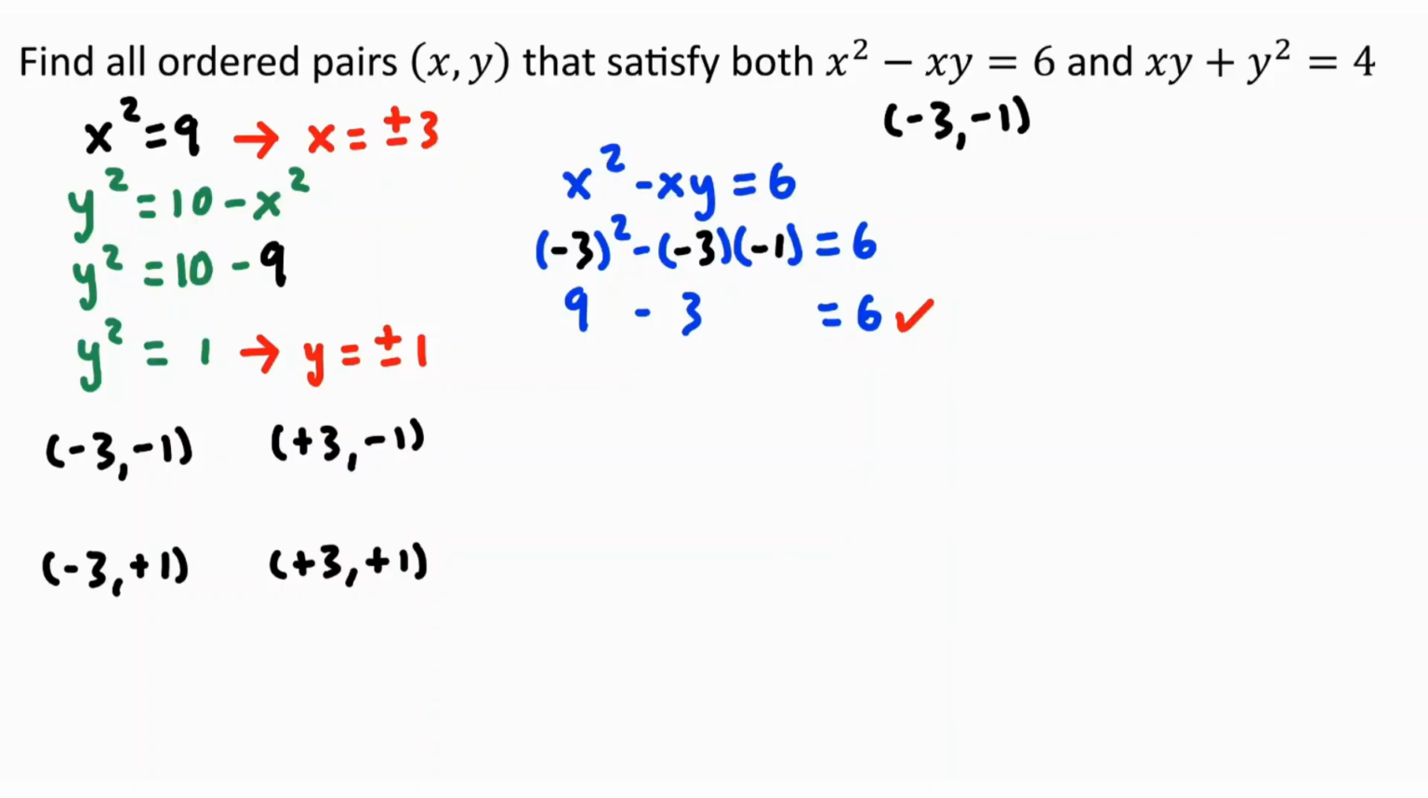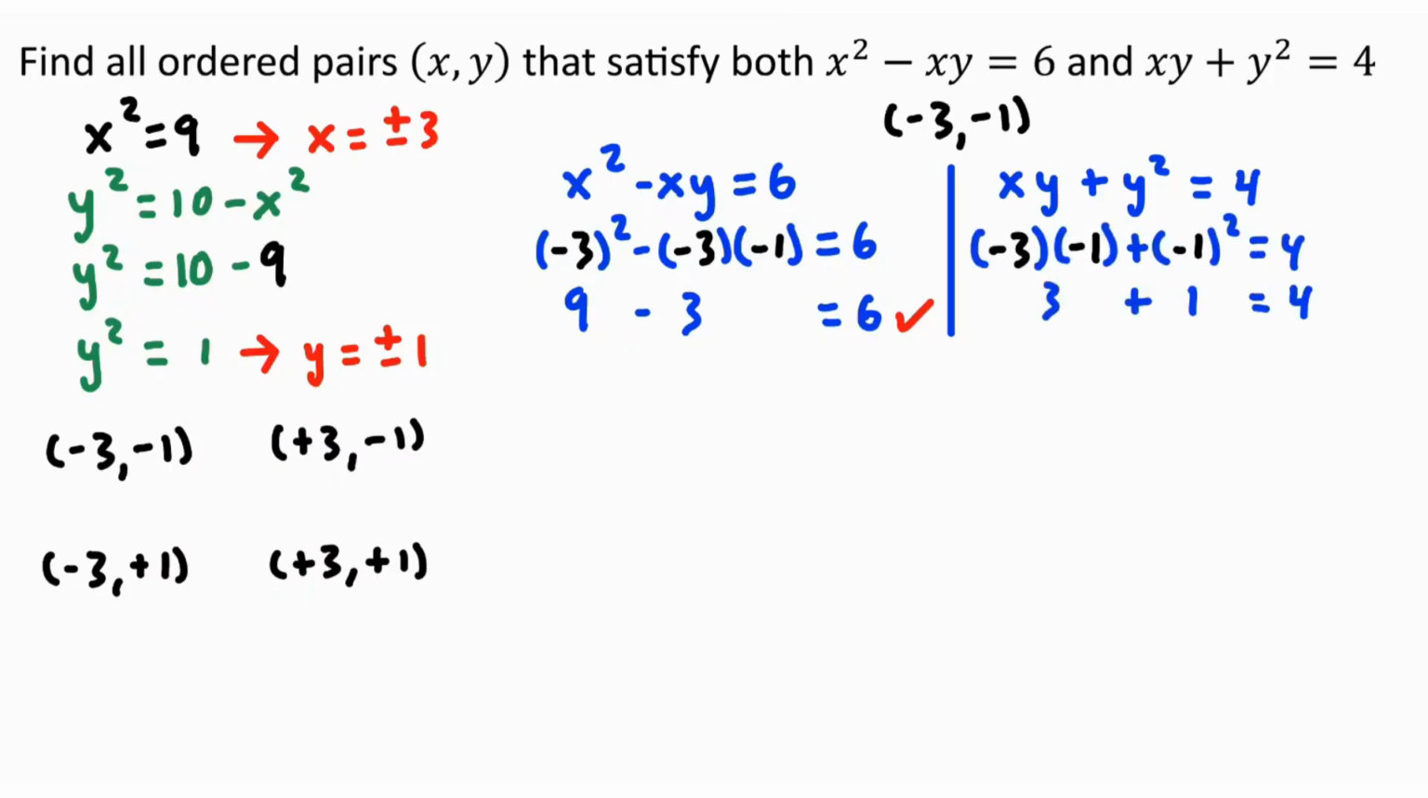But it's not enough to check just one. You also need to check the other one, just in case it doesn't satisfy both equations. So we'll test xy plus y squared equals 4 as well. Substitute in, and we find out that 3 plus 1 is in fact equal to 4. Therefore, negative 3, comma negative 1 is a solution to this set of equations.